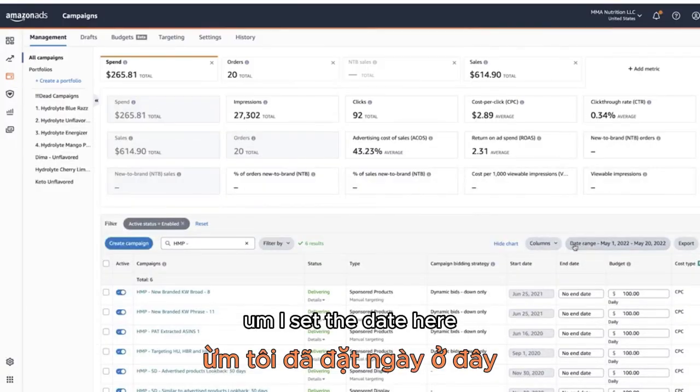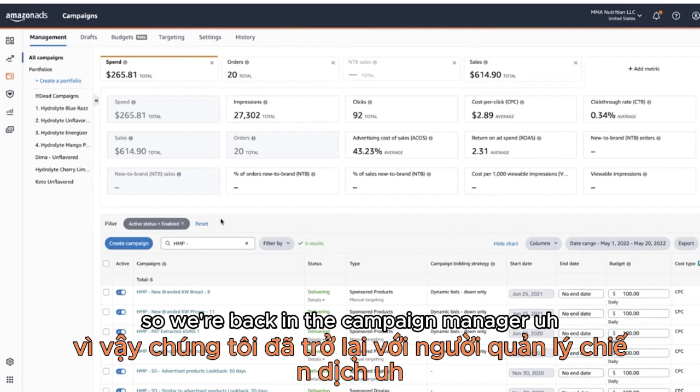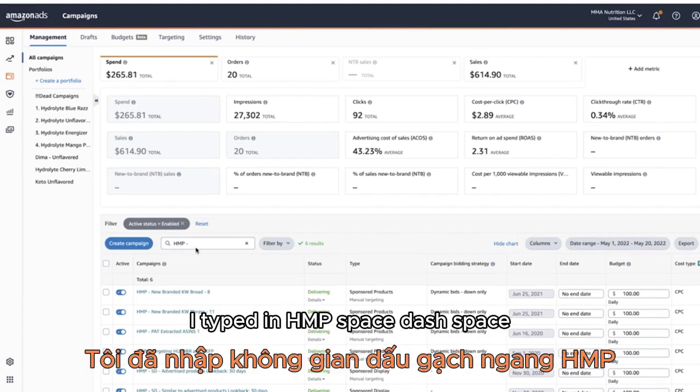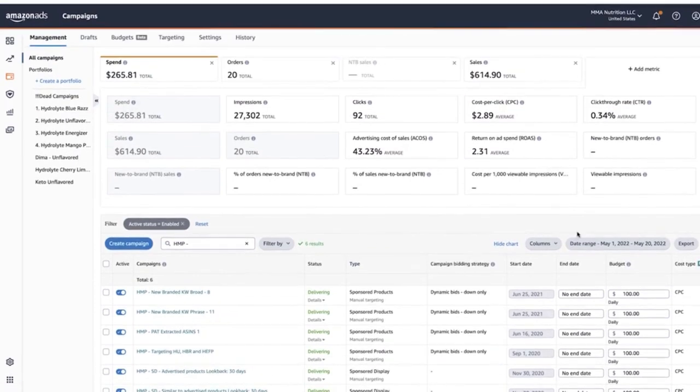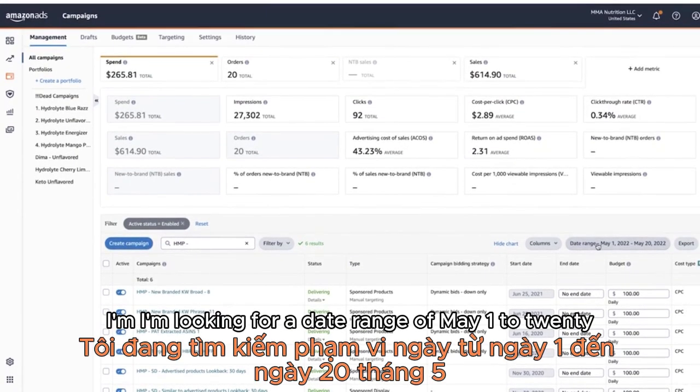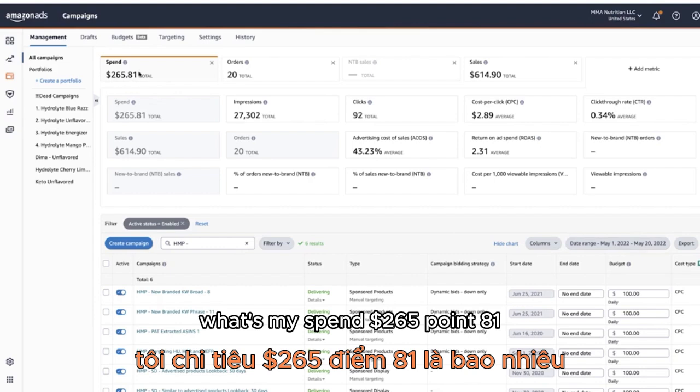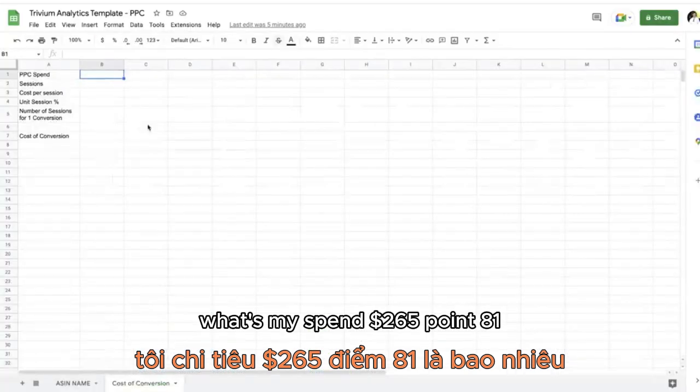I set the date here. So we're back in the campaign manager. I typed in HMP space dash space. It's only showing me HMP campaigns. And I'm looking for a date range of May 1 to 20. What's my spend? $265.81.